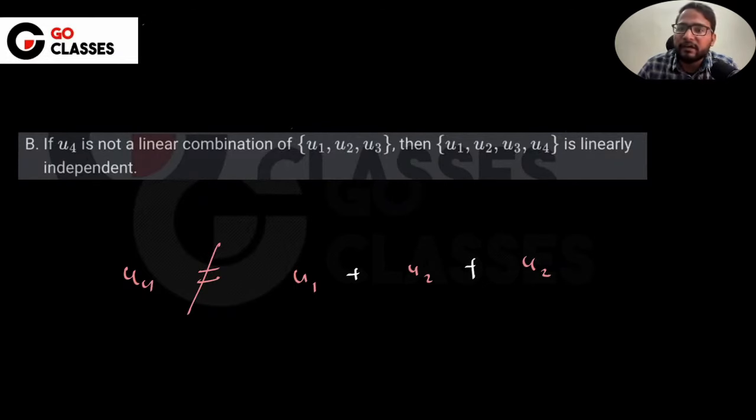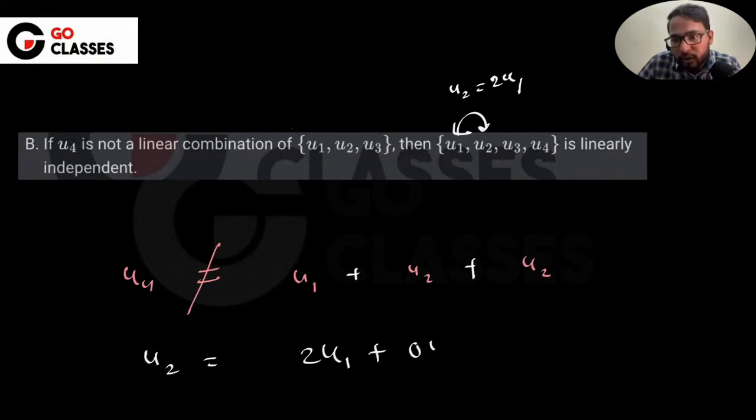Can they be linearly dependent? Of course, right? You just have a linear dependency between U1, U2. You do not even care about the U4, which means let's suppose U2 equal to 2 U1. Then you will say, U2 equal to 2 U1 plus 0 into U3 plus 0 into U4, which means you do not care about U3, U4, right?